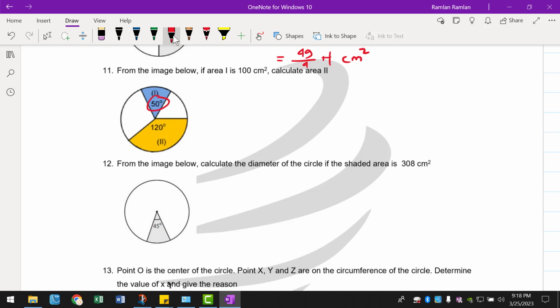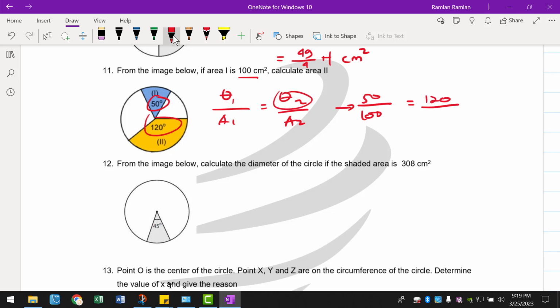So let's say I can write down theta 1 over area 1 equals theta 2 over area 2, right? So the ratios are going to be the same. Theta 1 is this 50, and area 1 is this 100. That'll equal theta 2, which is this 120, over area 2, which we don't know yet, so just write down A2 over here. We want to make A2 the subject.